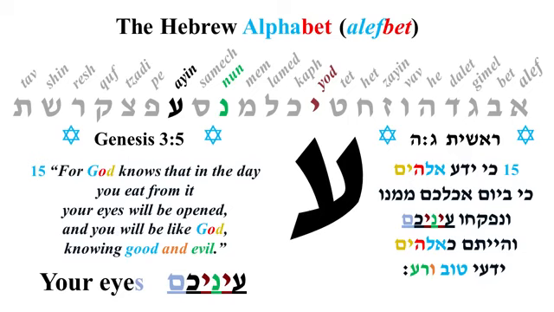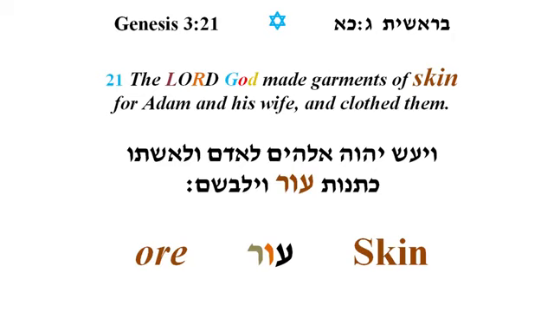Jump to Genesis 3:21. The Lord God made garments of skin for Adam and his wife, and he clothed them. This is after he's kicked them out. God, showing his mercy, he makes garments of skin. Remember, they were naked, and they didn't even know they were naked until they took a bite. But the word for skin is or. It's an ayin vav resh.